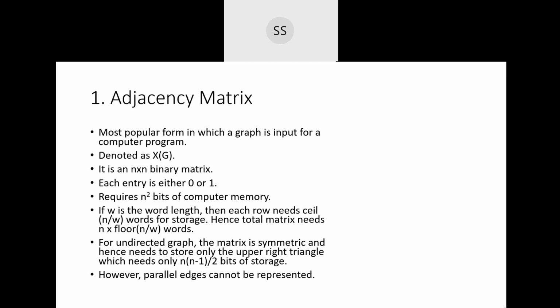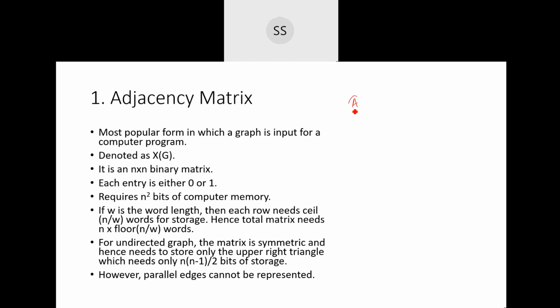So you remember what your adjacency matrix is. A very quick review of your adjacency matrix. It is the most popular form in which a graph is input for a computer program. Whenever we study from data structures onwards, and algorithms also, it is the adjacency matrix which is used for representing your graph. And how is it denoted? It is denoted as X of G.